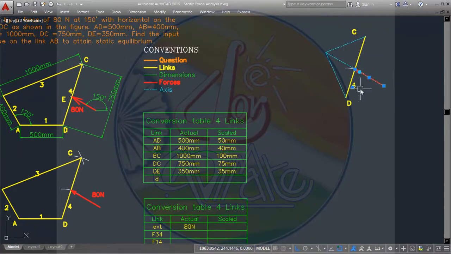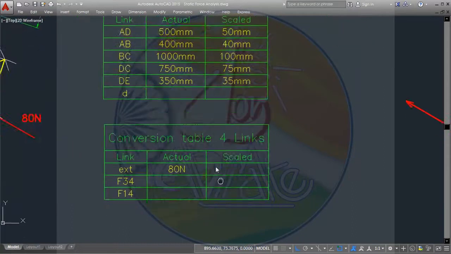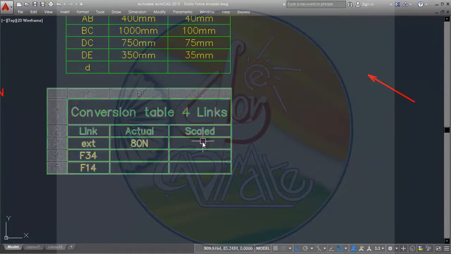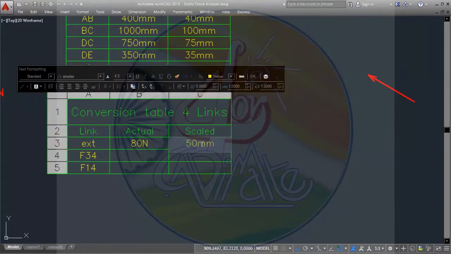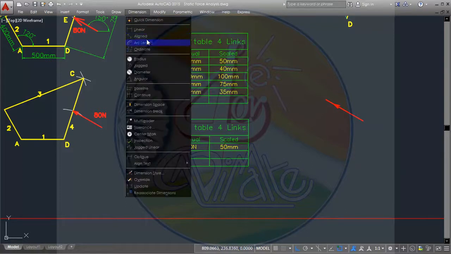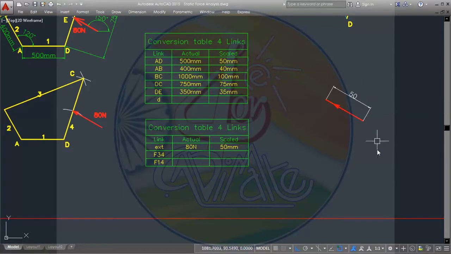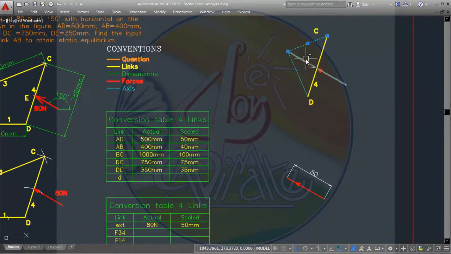So the first force is in this direction. Correct? It is equal to 80. Now once again we have to use the conversion. 80 newtons is there, but we don't want to draw 80. We will draw it as 50 mm. So the total length we will draw is 50. Now the direction of the remaining two, we have to take.